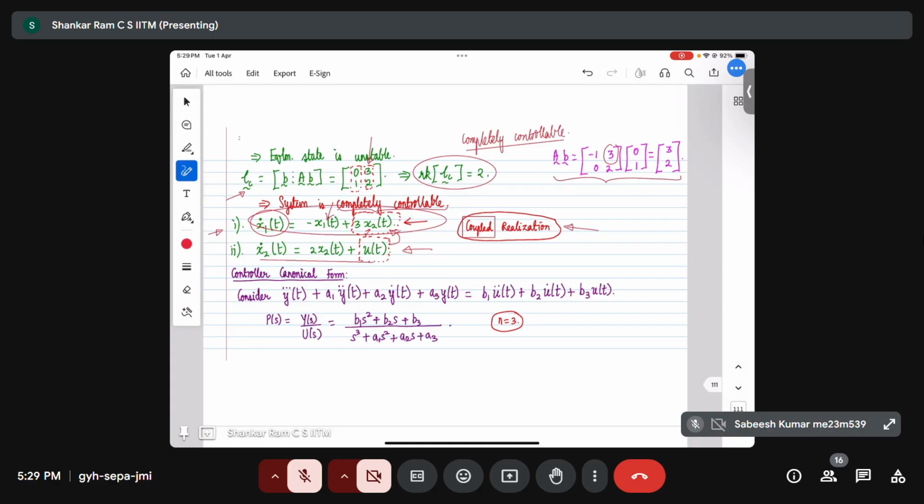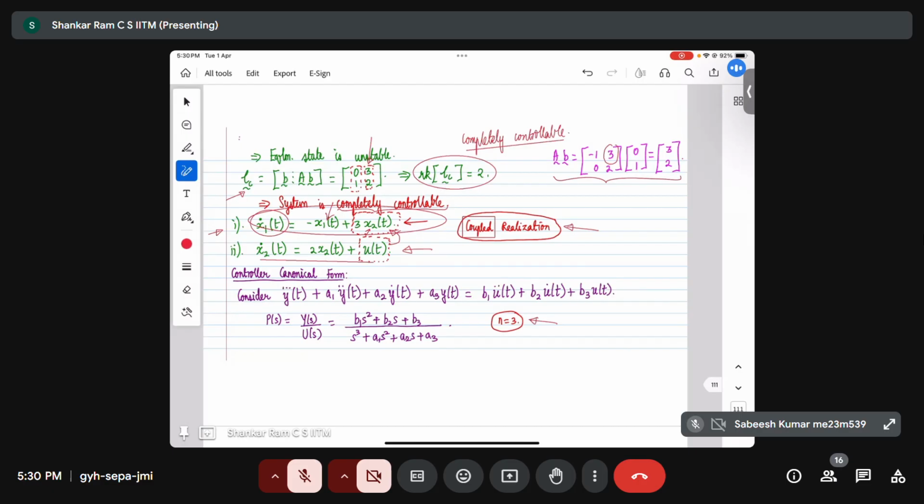Without loss of generality, y triple dot t plus a1 y double dot t plus a2 y dot t plus a3 y equals b1 u double dot t plus b2 u dot t plus b3 u. When you take the Laplace transform and calculate the transfer function, we get the transfer function as b1 s squared plus b2 s plus b3 divided by s cubed plus a1 s squared plus a2 s plus a3. I think all of us are familiar with how we get this. So the value of n is 3. It's a third order system.